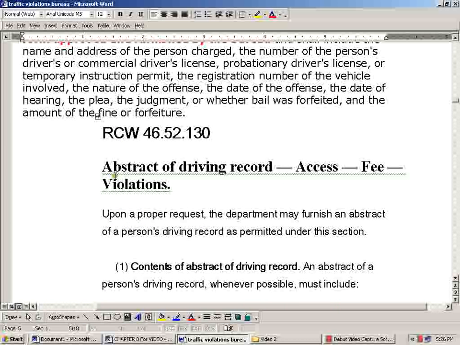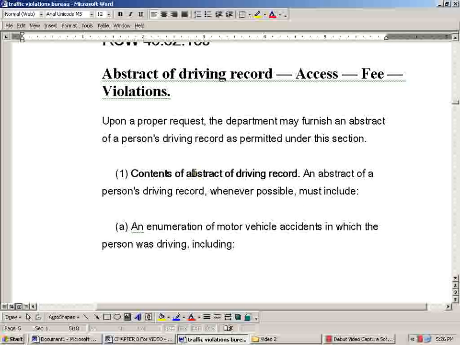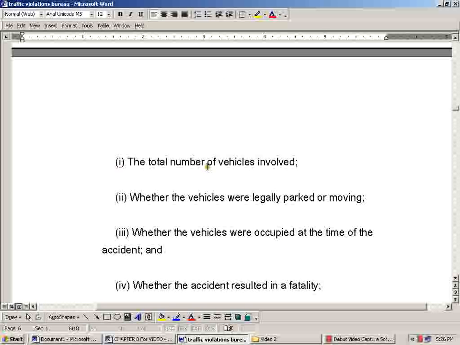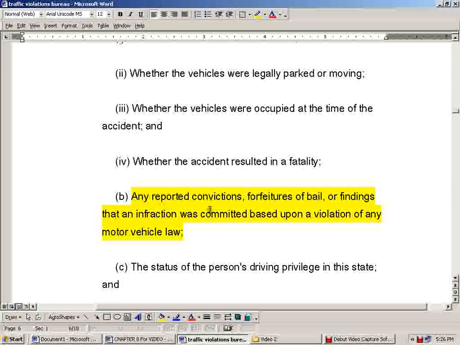In Washington, and this is the same in any state, you can get an abstract of your driving record. Right? So this would just be an abstract, a person's driving record, whenever possible, must include enumeration of motor vehicle accidents, which person was driving, including the total number of vehicles involved, whether the vehicle was legally parked, any reported convictions, forfeitures or bail, findings of an infraction was commenced. Right? So if you get a hold of this and it doesn't show any reported convictions and you've had tickets in the past, well, somebody's got something to answer for.